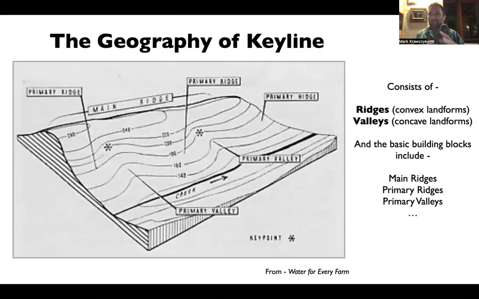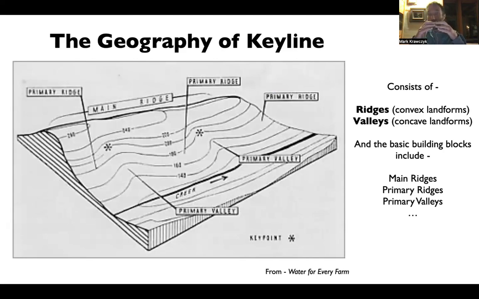So as we start to get into a little bit more of the nuts and bolts of Keyline, the foundation is the geography of Keyline, and it's comprised of just a few simple shapes. The basic building blocks of Keyline's geography would be ridges and valleys, and they're terms we're all very familiar with, although this may be a little bit of an adaptation for some of us, because in this context, a ridge is simply any convex landform.